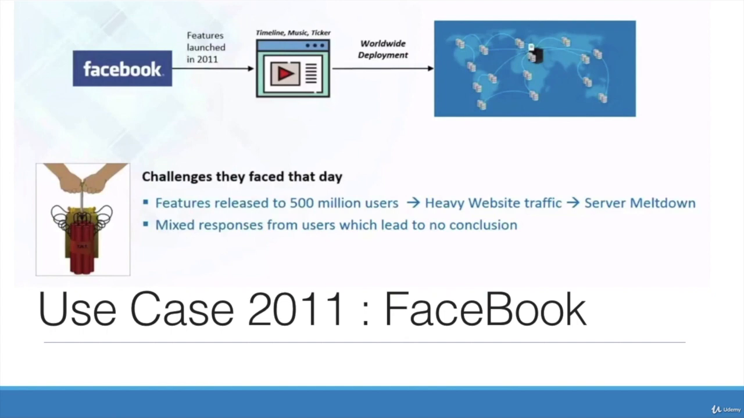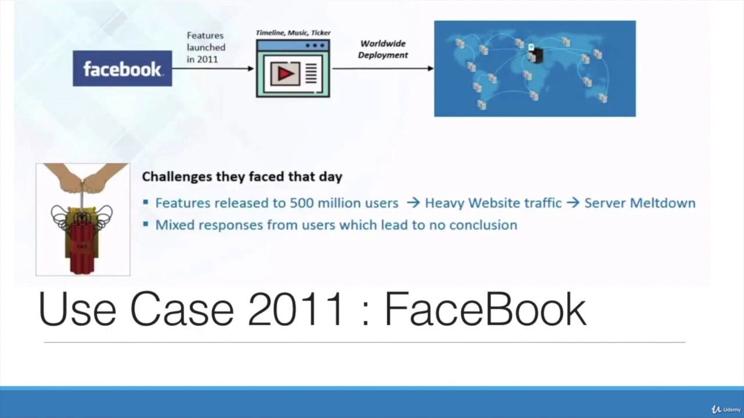In the last diagram, you can see the world map, where we are showing the different data centers of Facebook. These are the deployment zones of Facebook. When Facebook released these features in 2011, they deployed the new features on all their data centers. They released the new features worldwide in a single go. After this, they faced some challenges. At the time, in 2011, Facebook had 500 million users worldwide.